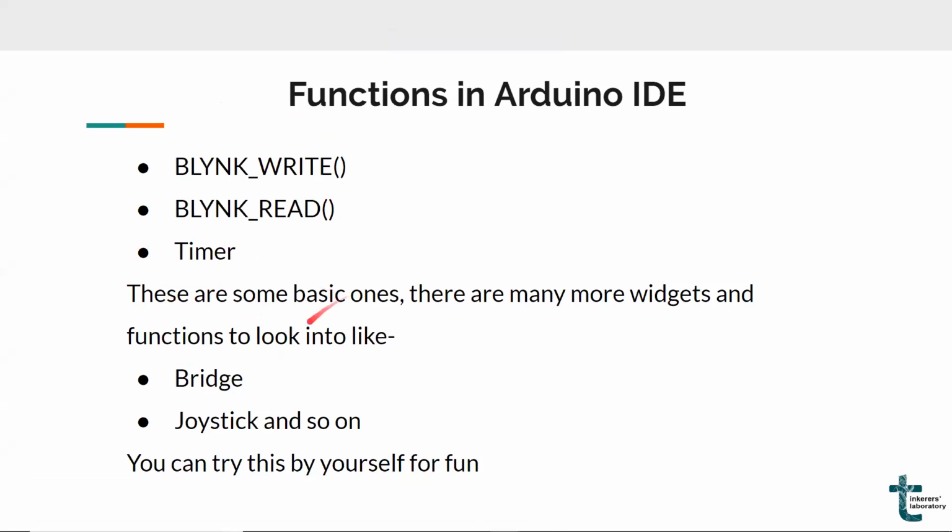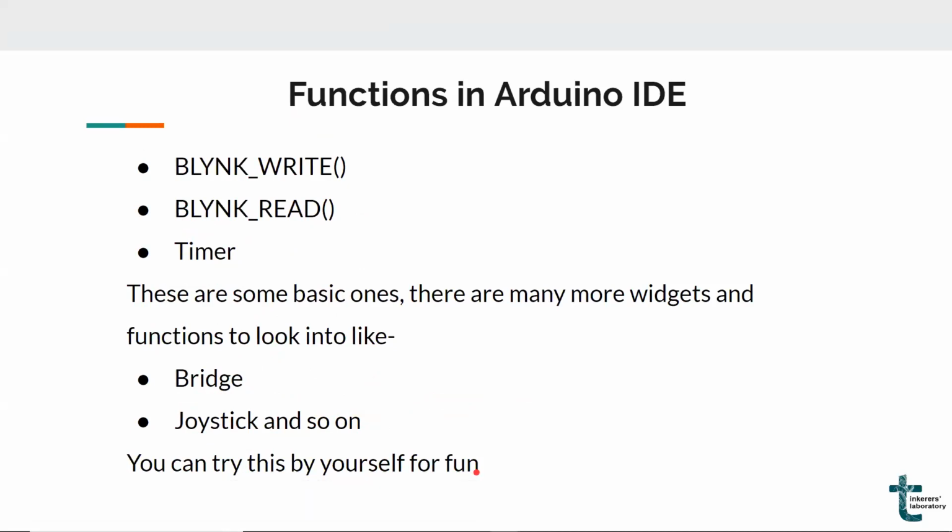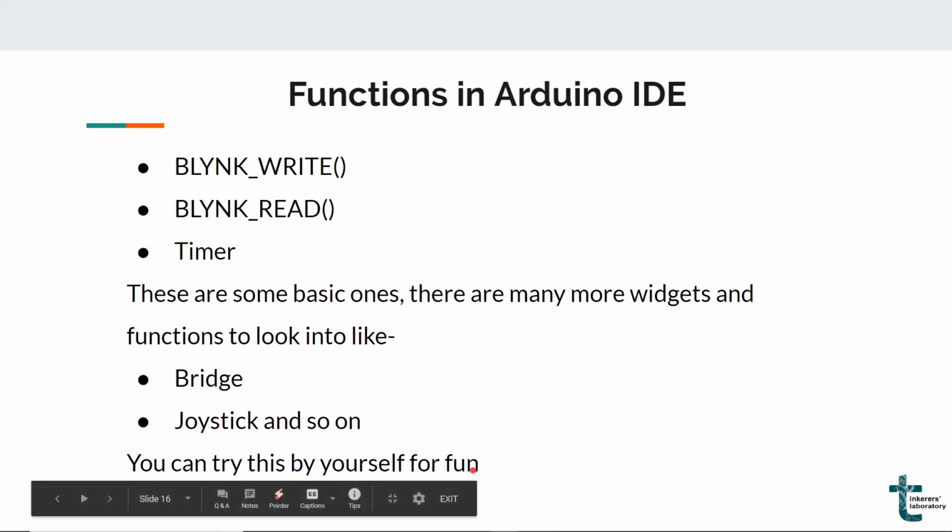But there are many more widgets and functions to look into, like bridge, joystick. You can have a joystick in your mobile, a GPS stream, an email widget, an LCD screen, a temperature display, a time display, anything you want. You can try this all by yourself. You just have to buy an ESP32 or any board you want to connect to the Blynk app. The Blynk app is free for up to 1000 energy, and you just have to try it yourself for fun. This is really cool fun.